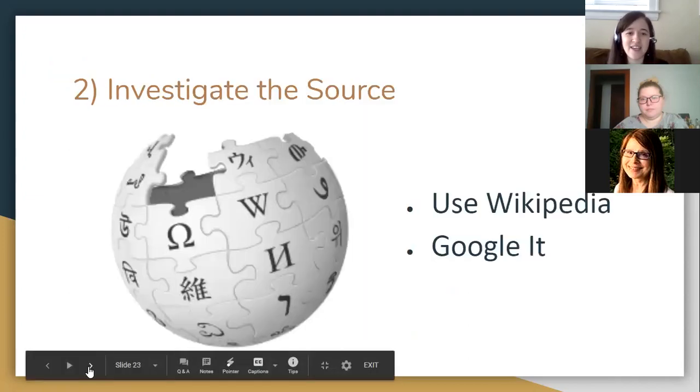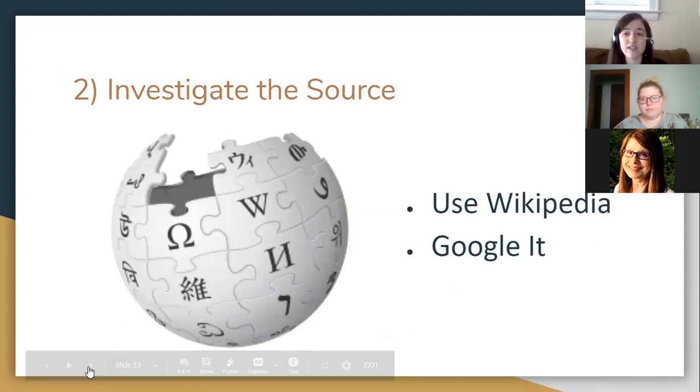All right, so I stands for investigate the source. So often it's tempting to look at a claim and say, I can tell if that's true or not just by thinking about it. Like, does it seem true? That's not really the best way to fact check a claim. Often we have to put the claim itself aside and investigate the source. And there are two easy ways to do that. One is to use Wikipedia, and the other is to Google it. And it's really that simple.